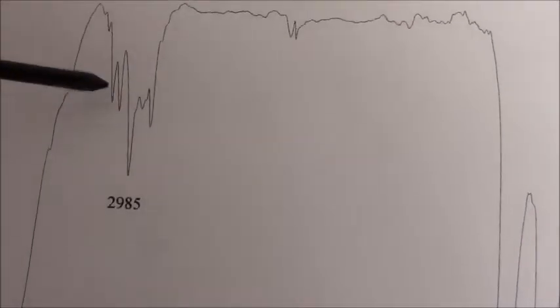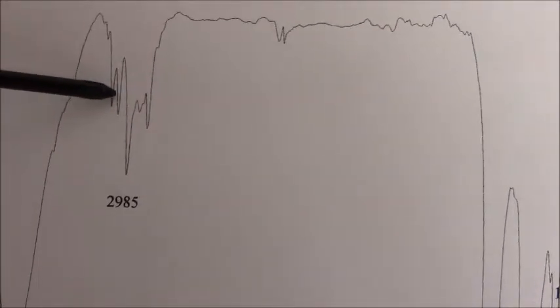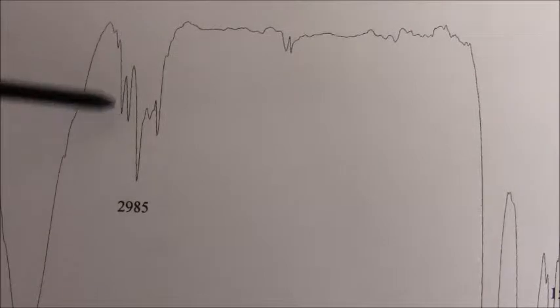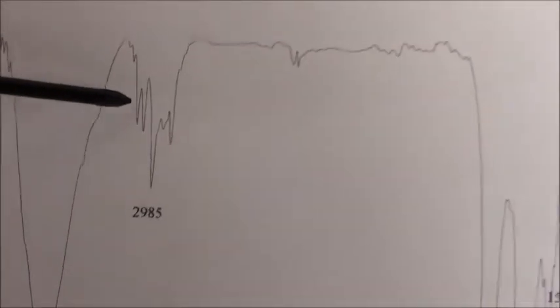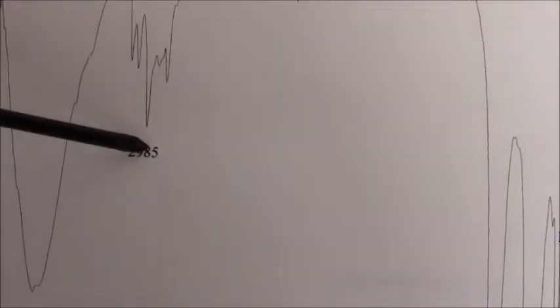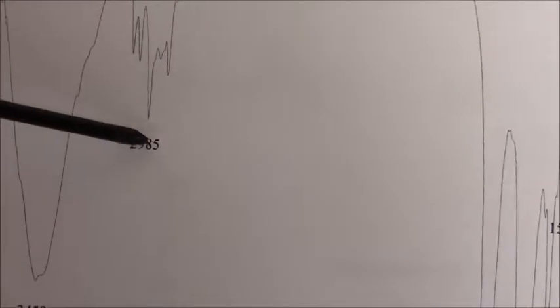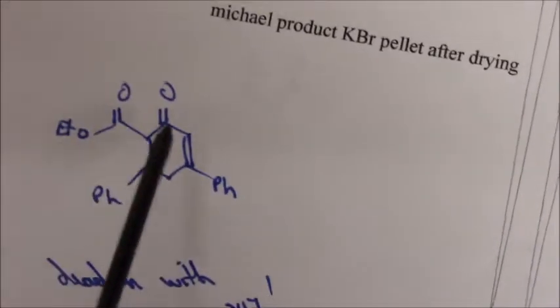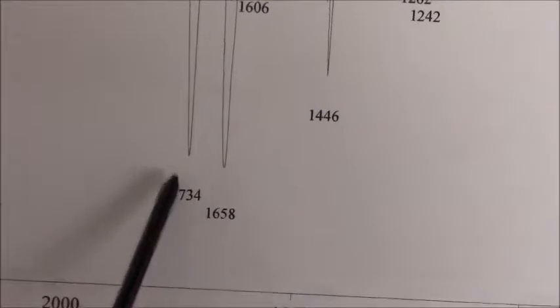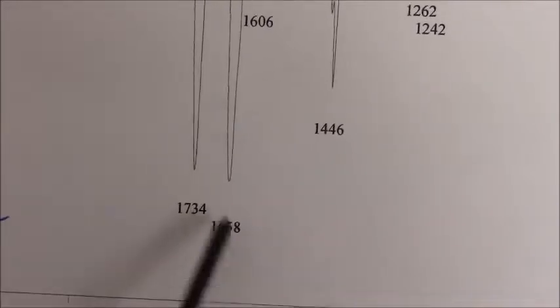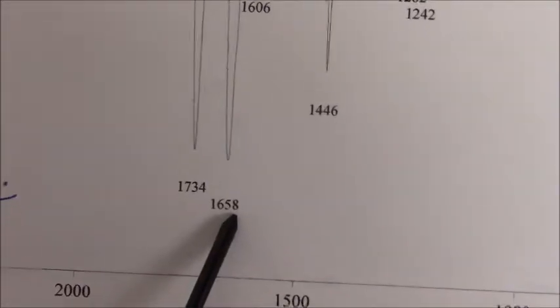But you can definitely look here. Maybe they're not peaked. These 2 peaks right here are above 3,000. Those are the carbon sp2 hybridized with hydrogen stretching. This peak here and that one, sp3 hybridized carbon with hydrogen stretching. And then we have also 2 carbonyls. One is ester, one is a ketone. The one at 1734-ish is the ester carbonyl. This one is the ketone one.